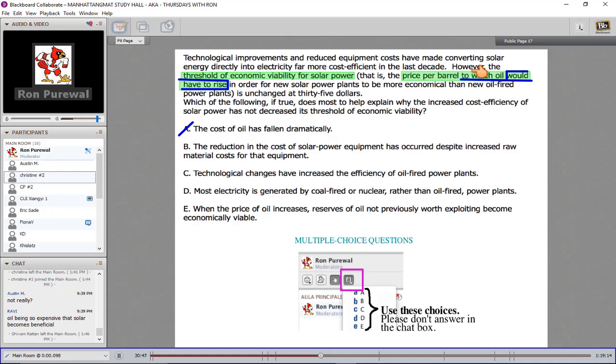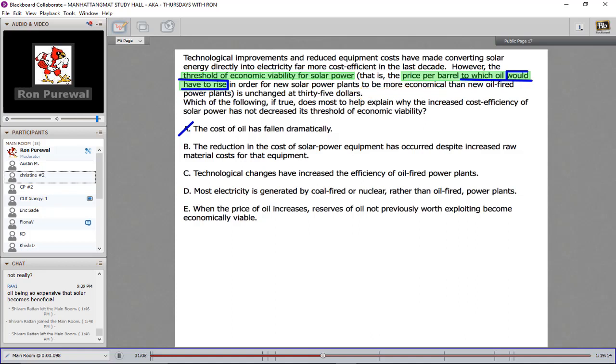Sunshine doesn't, because sunshine is free. And so there's basically a point where oil would get so expensive that it would be better to just use solar power. That's the point. Exactly. Ravi, that's a good summary. I'm going to put that on the board.